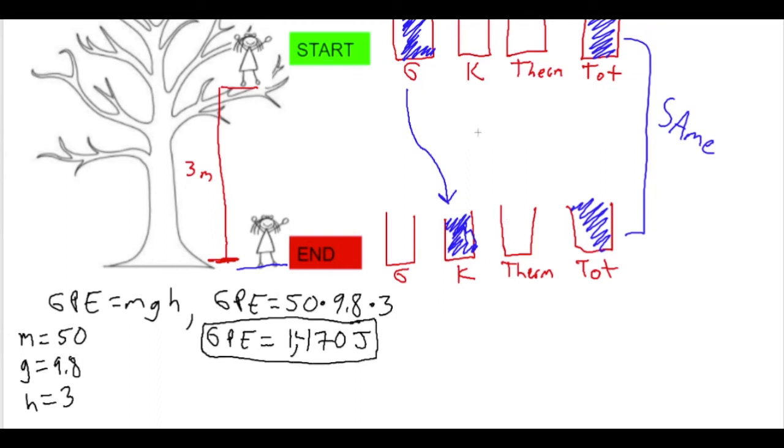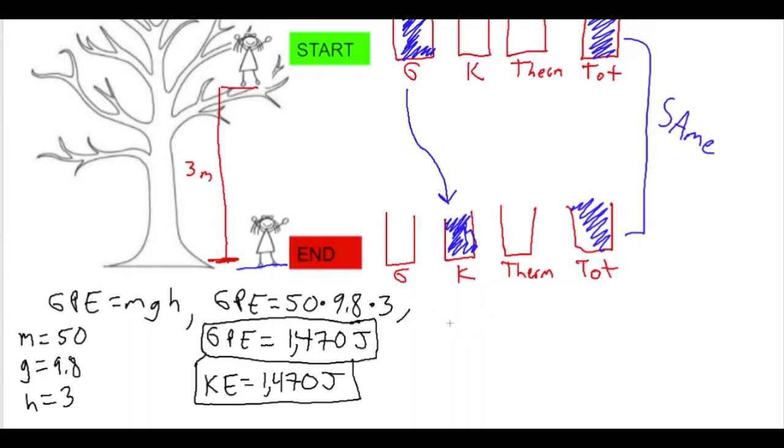Now that we have that, we can go ahead and look at what we said before. All of that energy is transferred into kinetic. So if we have 1,470 joules of GPE, that means that we're going to have 1,470 joules of KE. And again, the reason I knew that was because my height at the bottom of my problem was 0. I'm ignoring air resistance, so my energy had nowhere else to go except into kinetic in this problem.